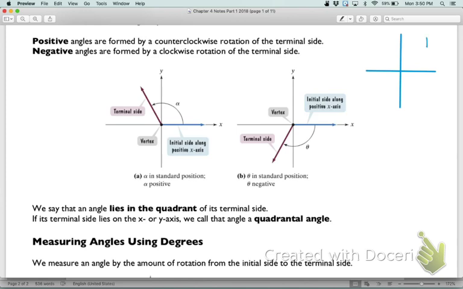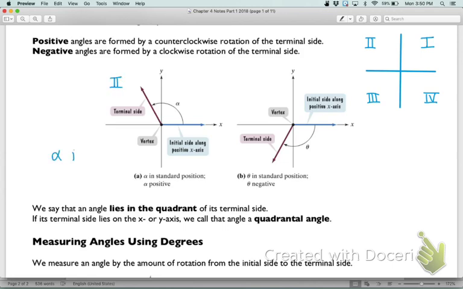So the first quadrant, quadrants are named with Roman numerals. The upper right, where it's positive x, positive y, is quadrant 1, and then we move counterclockwise. Quadrant 2 is this one, quadrant 3 is this one, and quadrant 4 is this one. They're always named using Roman numerals, so you need to learn them that way. So if we look at this one here, the terminal side landed in quadrant 2.